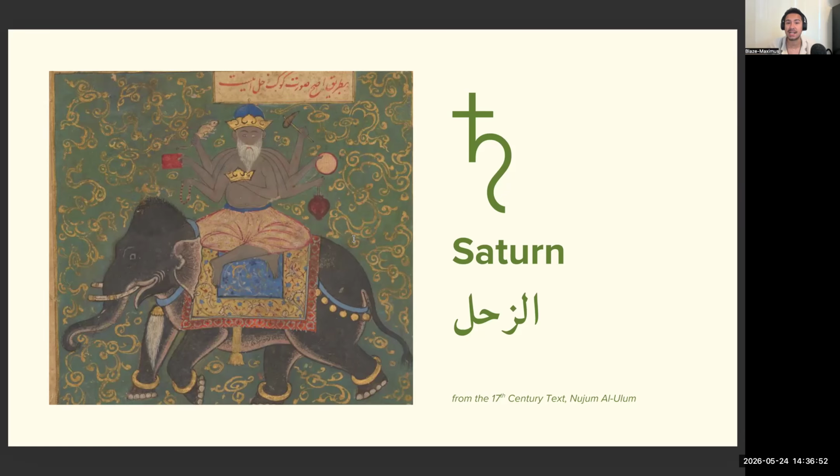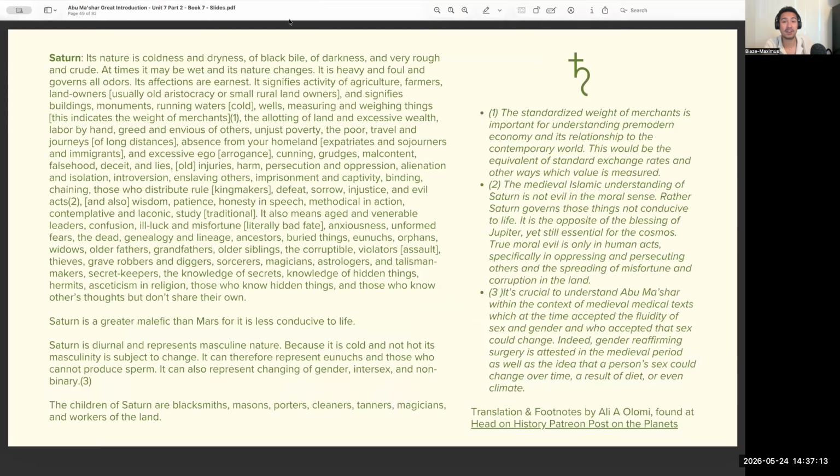a 17th century Indic Persian text, in which you can see that a lot of the planets in this text are actually personified as Indic deities. And so you can see Saturn has multiple arms riding on top of the elephant here, which I think is just beautiful. It's one of my favorite depictions of Saturn, actually. And let's go through it.